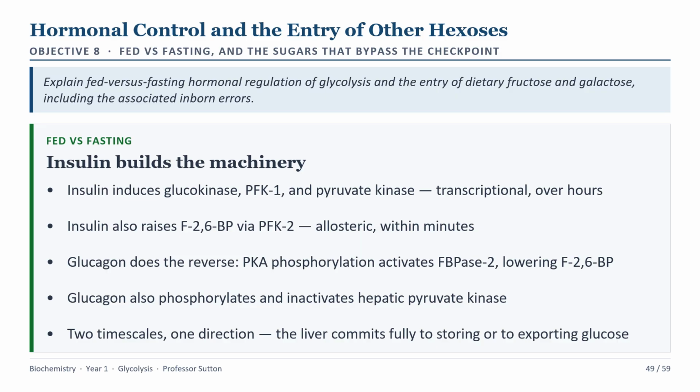Glucagon does the reverse on both clocks. Protein kinase A activates fructose bisphosphatase 2, lowering fructose 2,6-bisphosphate within minutes, and it also directly phosphorylates and inactivates hepatic pyruvate kinase. Over hours, the induction effects reverse. The liver commits fully either to consuming glucose or to exporting it, never both.